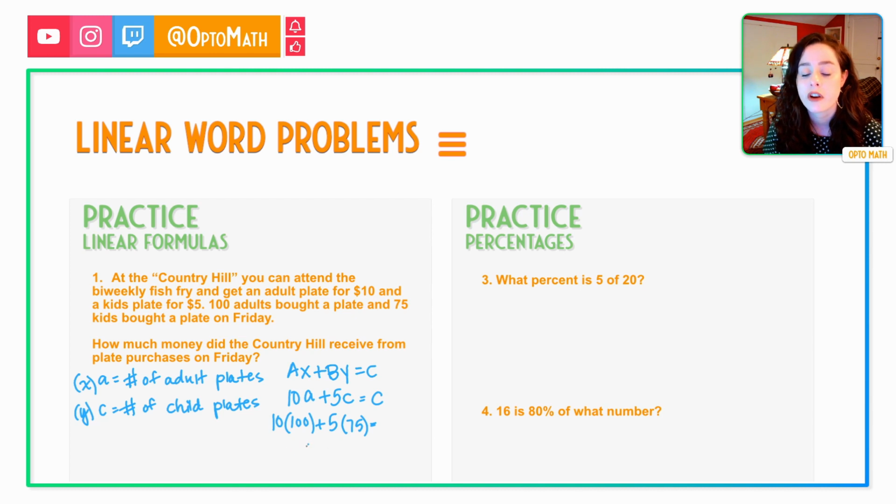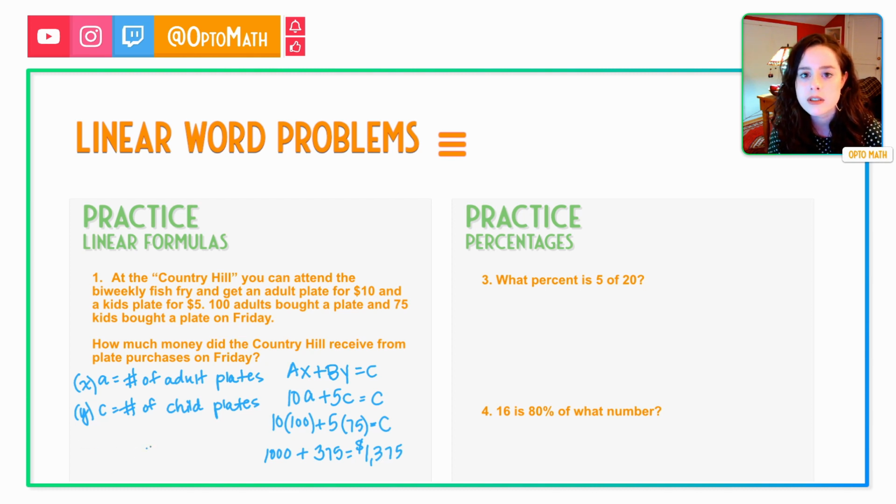So let's figure out what this is. 10 times 100 is 1,000. And 5 times 75 is 375. So the total amount is $1,375. So that's what they made on Friday night. That's pretty good. And that would be our big C if you wanted to say it like that. So that's going to be our big C, which is the total.